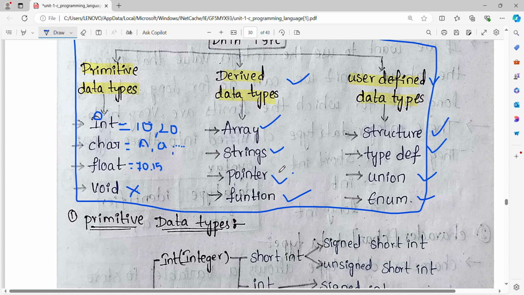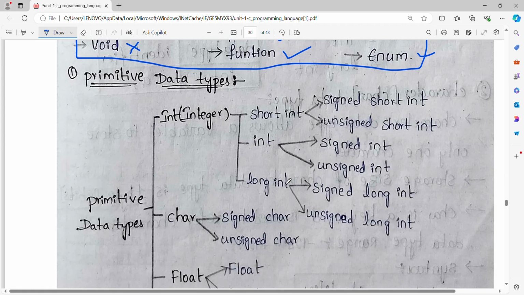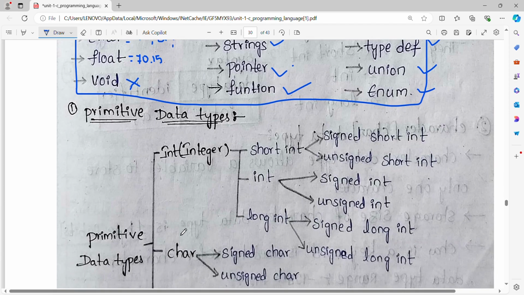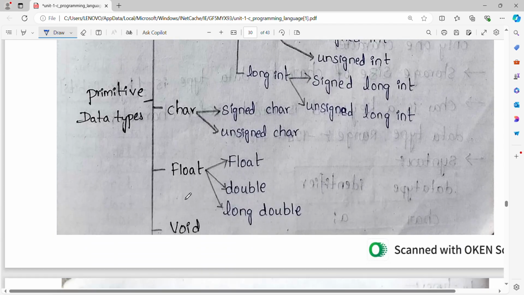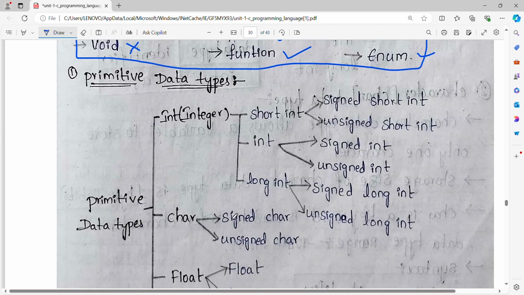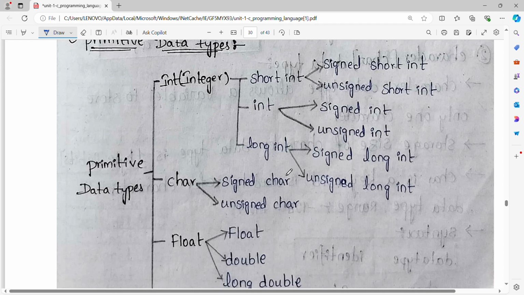But according to the C language, when you explain data types, you have to explain only primitive data types and the types of primitive data types. Clear? What are the primitive data types? Int, integer, char, character, float, void. So these four data types are further classified into 11 types.